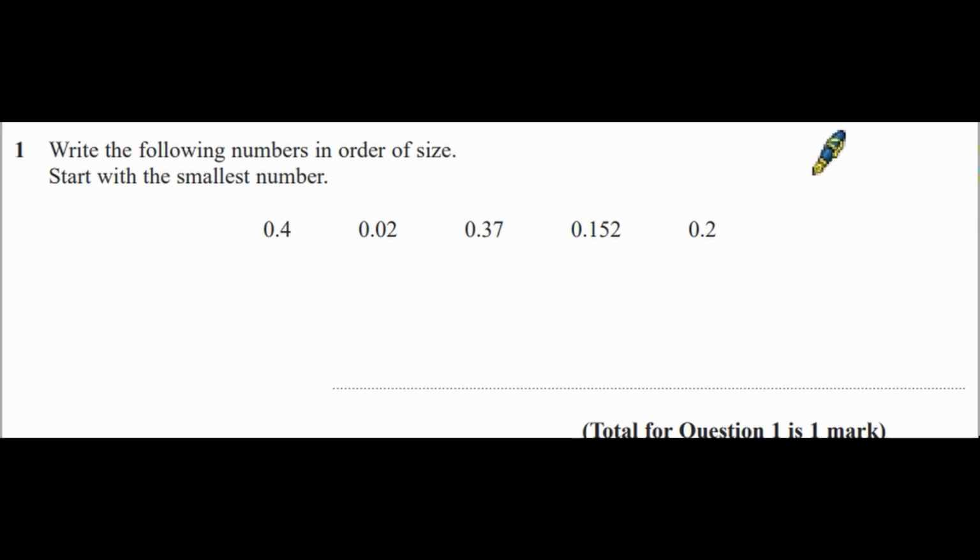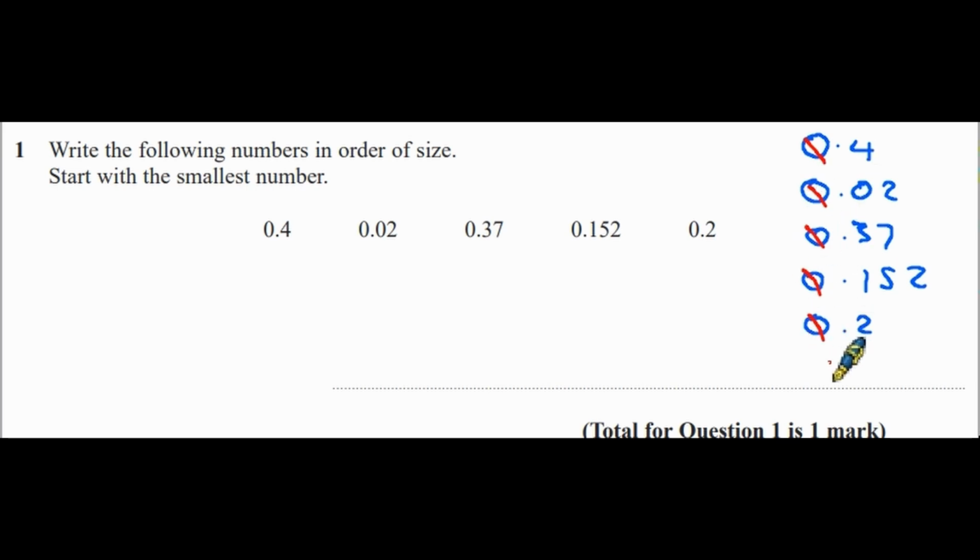I think if you are not sure, a good way to approach this is to write the numbers in a column. So we have 0.4, 0.02, 0.37, 0.152 and 0.2. Now the trick here is to look at each column starting on the left hand side. Now of course all these numbers are zero, so we cannot compare the size by looking at the whole number. So we move to the next column.